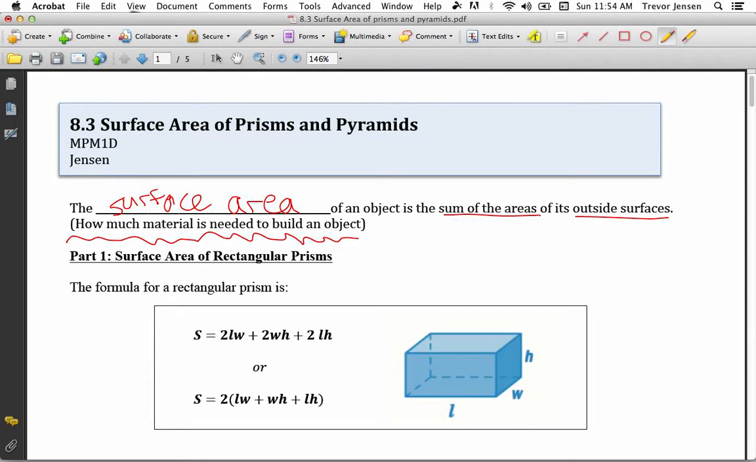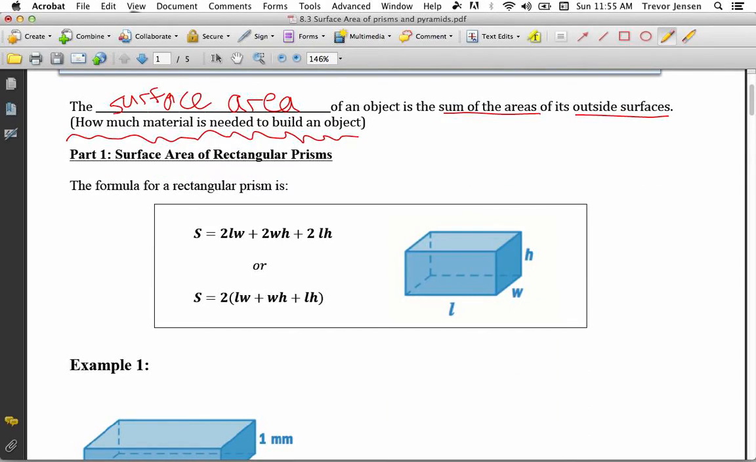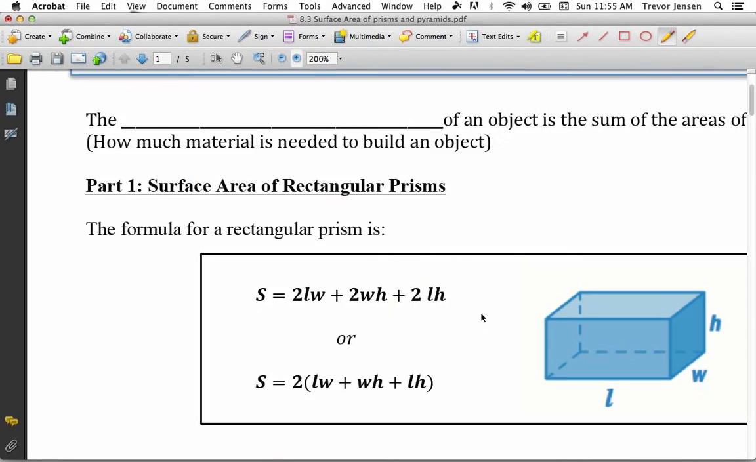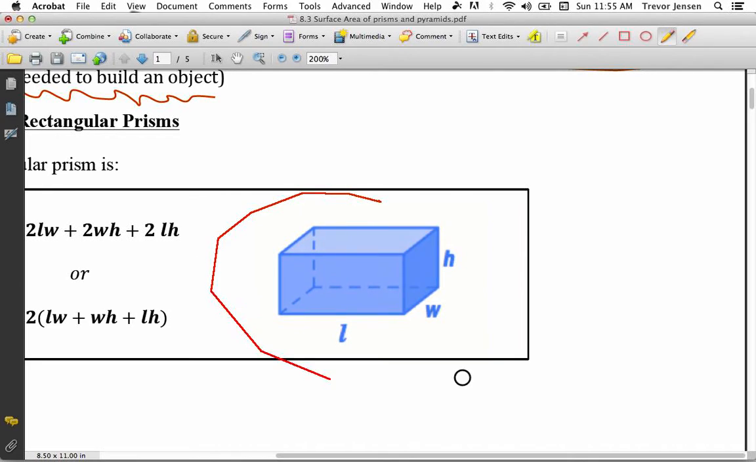Okay, so part one, let's find the surface area of a rectangular prism. To find the surface area of a rectangular prism, I need to find the area of each of the sides, each of the outside surfaces, and then add them all together. So let's look at a rectangular prism that I've got here. What I need to do is figure out how to find the area of each of the sides of that rectangular prism and then add them all together.